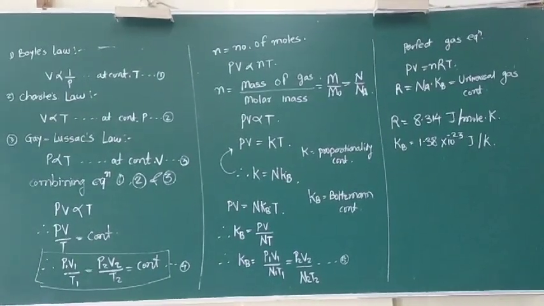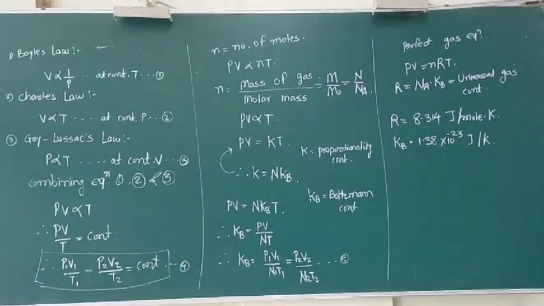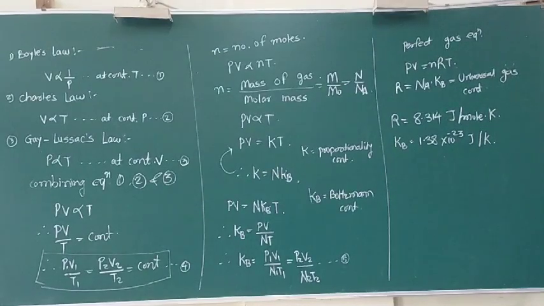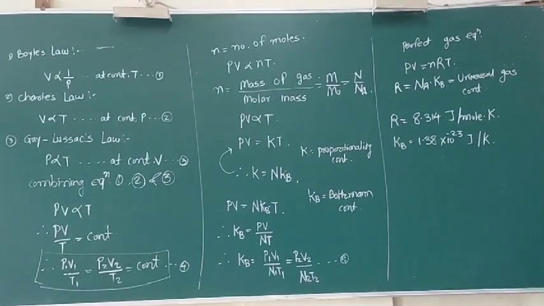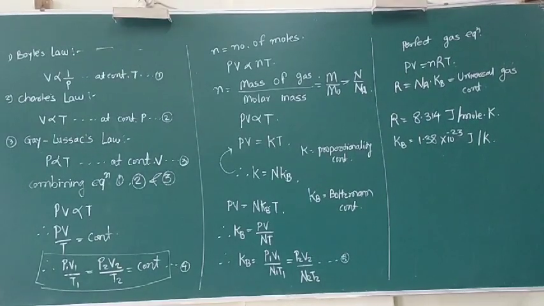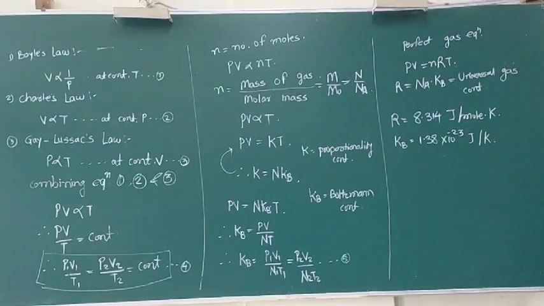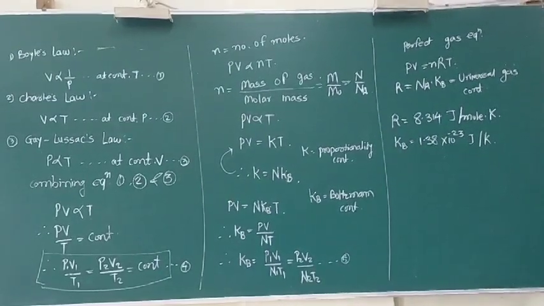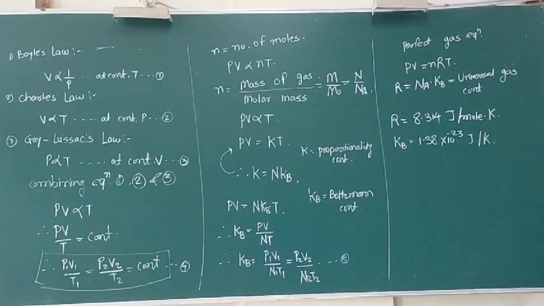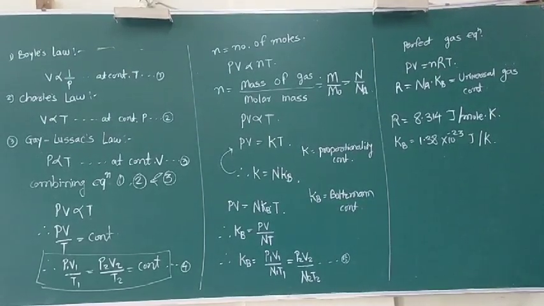Now n is the number of moles. Therefore PV is directly proportional to nT, where n is equal to mass of a gas upon molar mass, so M upon M0, which is equal to N upon Na. Now we are using again that equation, PV is directly proportional to T.